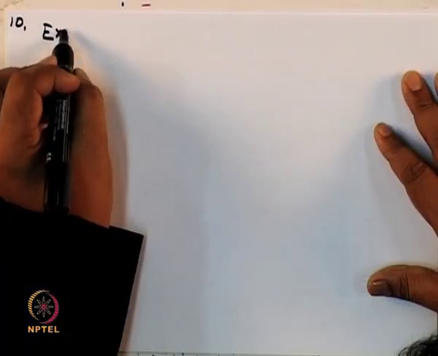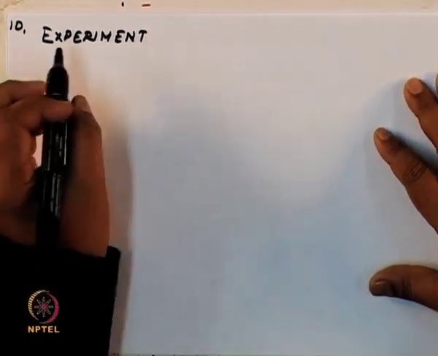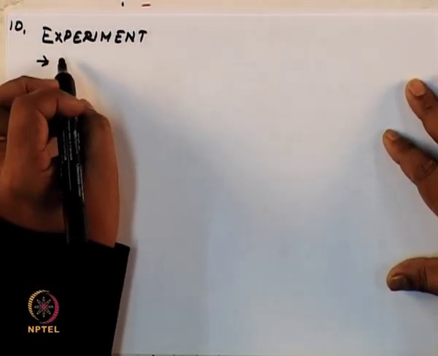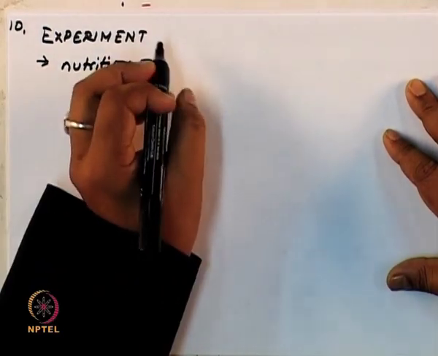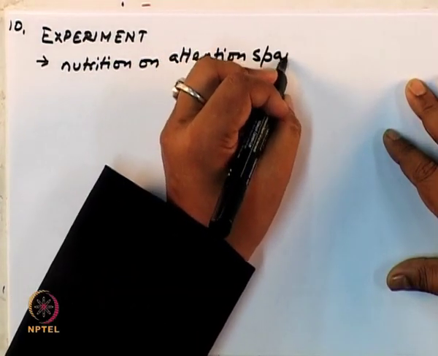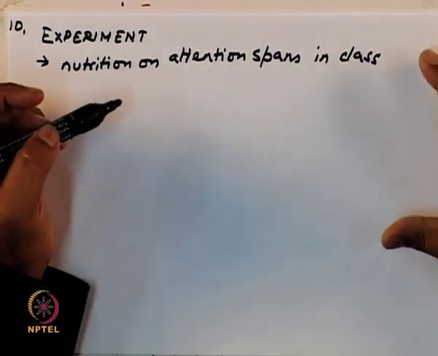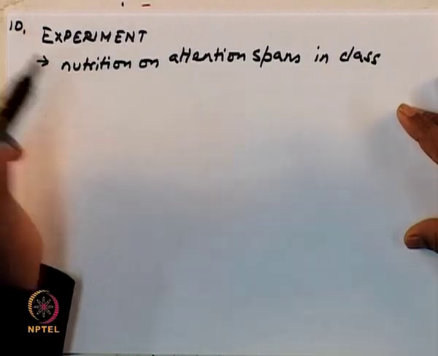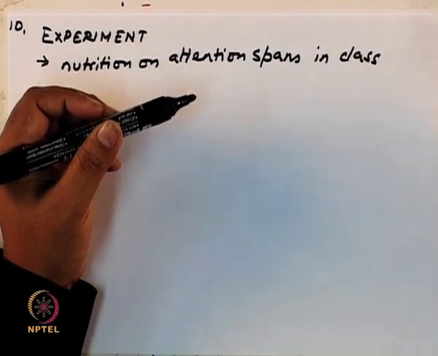So, let us do a case. Imagine you are doing an experiment where you wish to study the effect of nutrition on attention spans in class. In other words, you want to see whether there is a difference between students who have their breakfast and then come to class, whether they pay more attention compared to students who have light breakfast or no breakfast.